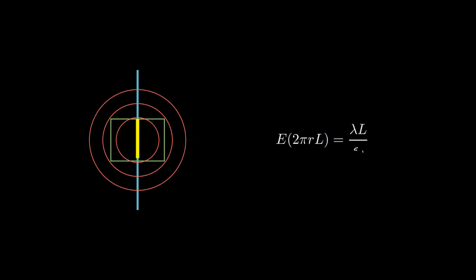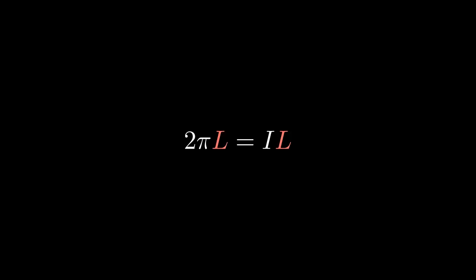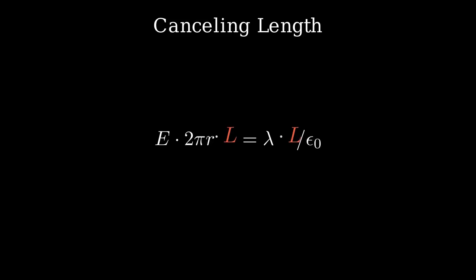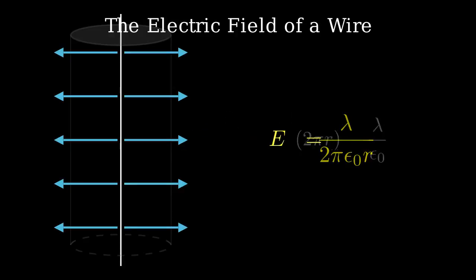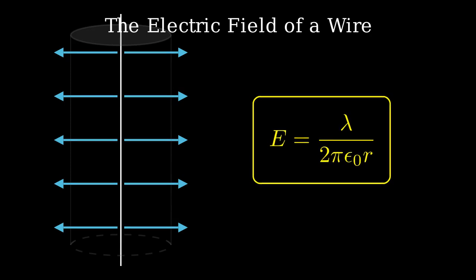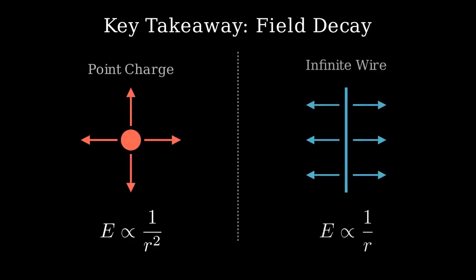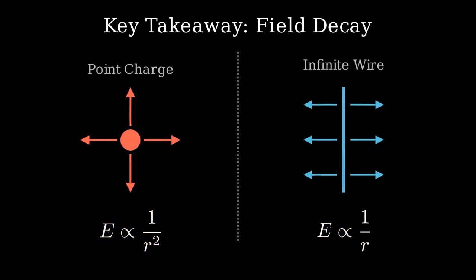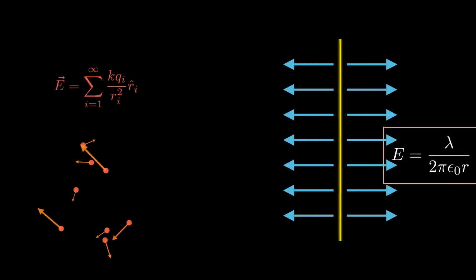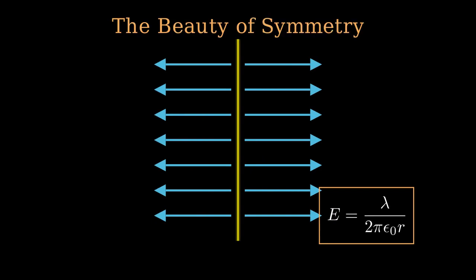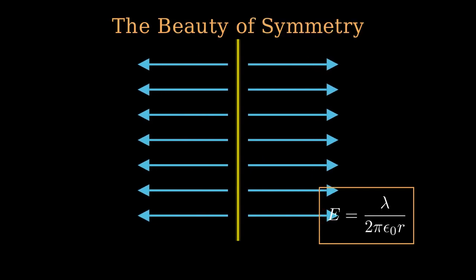According to Gauss's law, this flux equals the enclosed charge, which is lambda times L divided by the constant epsilon naught. Notice we have the imaginary length L on both sides of our equation. They beautifully cancel out. Rearranging, we get our final elegant formula, E equals lambda over 2 pi epsilon naught r. Unlike a point charge whose field fades by 1 over r squared, the wire's field fades slower by just 1 over r. By finding the right symmetry, an impossibly messy infinite sum turns into a clean, beautiful geometric truth.